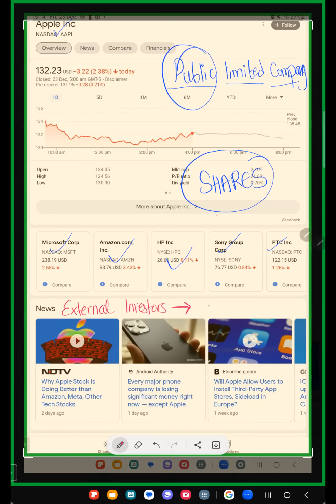And in return the investors get money back. So if the company makes profit, the investors also get profit in return. But if they make a loss, they also make a loss.